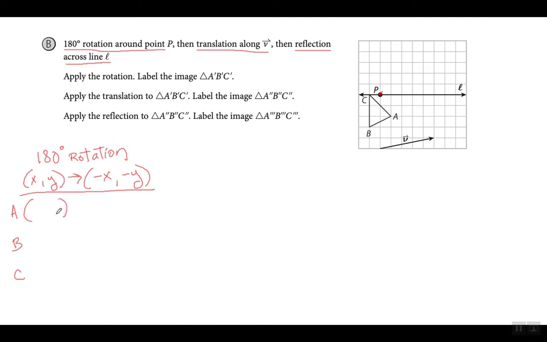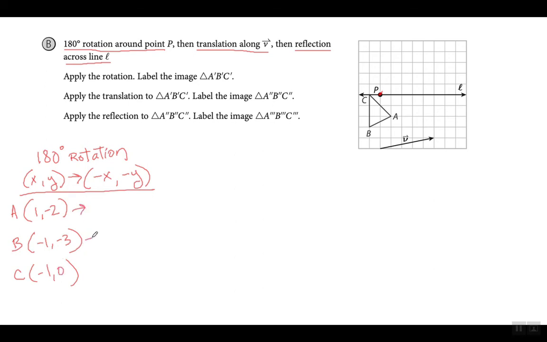Point A, if we treat this point right here as (0, 0), would be located at (1, -2). Point B would be located at (-1, -3). And point C would be located at (-1, 0).